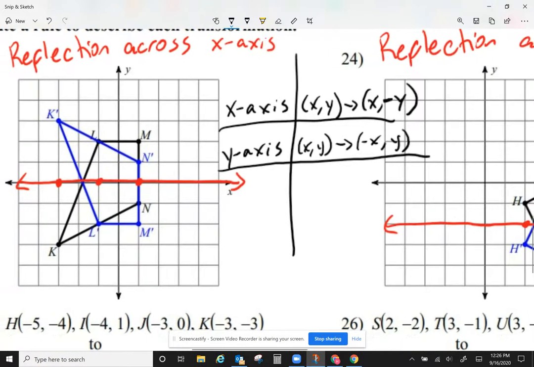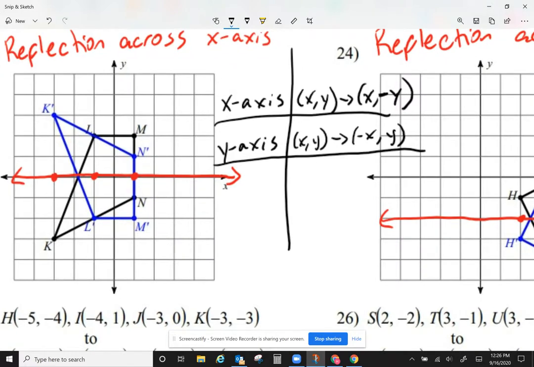Let me do an example. Looking at question number 23, let me take a look at M. The coordinates of M are 1, 2. Look at the coordinates of M prime, 1, -2. Notice how the numbers are the same. In that case, the y value switched signs. That's how I know it's the reflection across the x-axis. So those are 2 special cases.